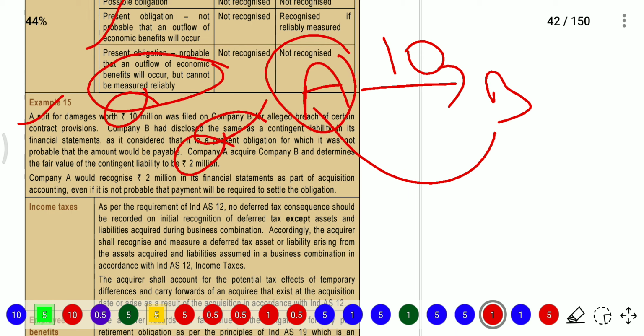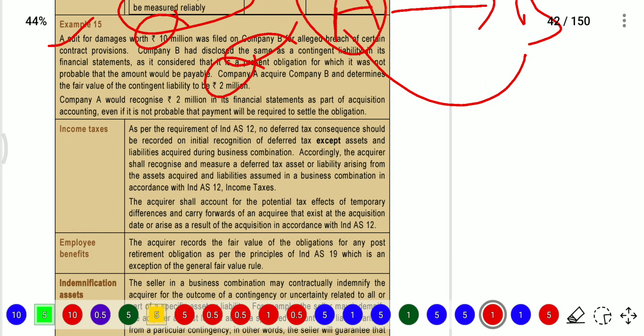Now company A would recognize 2 millions in its financial statement as part of acquisition accounting. So even if it is not probable that payment will be required to settle the obligation, company A will recognize only 2 millions in the financial statements. Next, some assets and liabilities will be measured at a value other than acquisition date fair value.